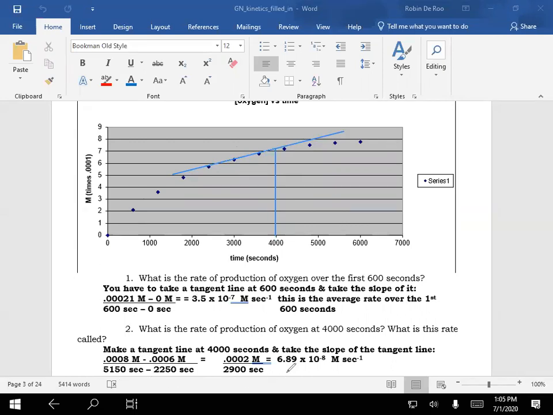So that was the data that I got. I ended up getting 6.89 times 10 to the minus 8 molarity per second. So depending on how well you draw your tangent line, you might have slightly different values, but it should be close enough to my data. And this is an instantaneous rate.